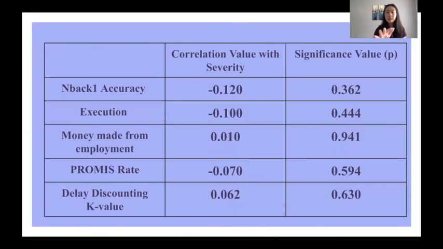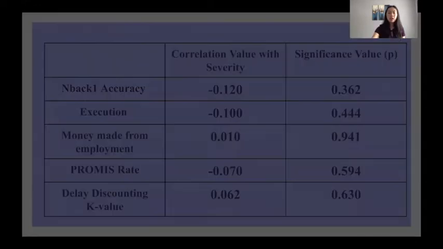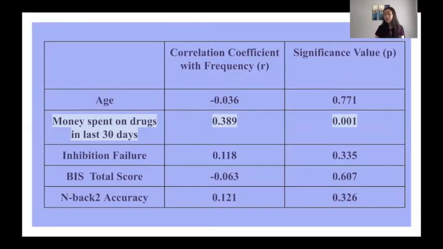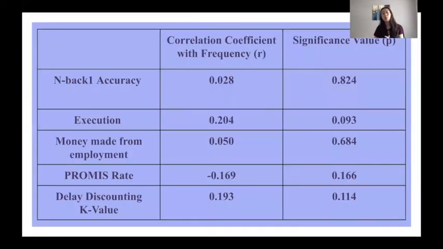As you can see, the second half of the variables also yield no significant values when correlated to severity. Then, when I correlated my first 5 values to frequency, I saw another correlation, which was once again money spent on drugs in the last 30 days correlated against frequency. And the same results for the second half of the variables show that there were no significant correlations with frequency as well.